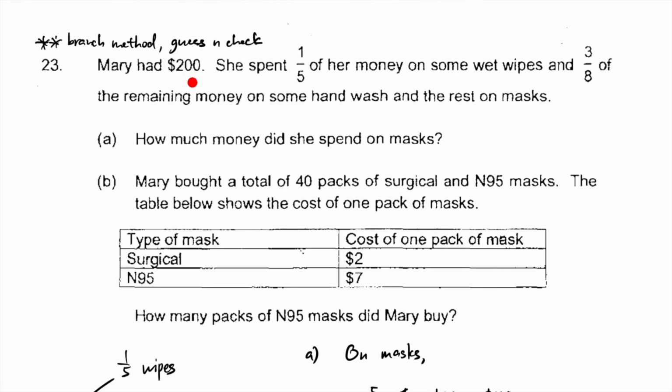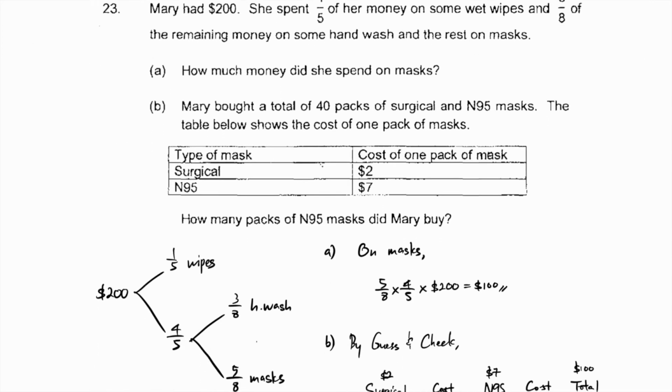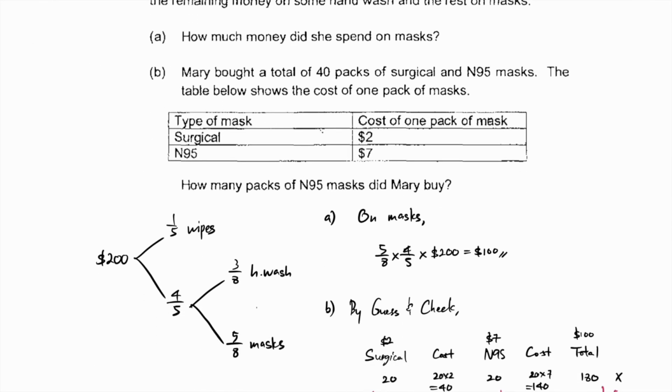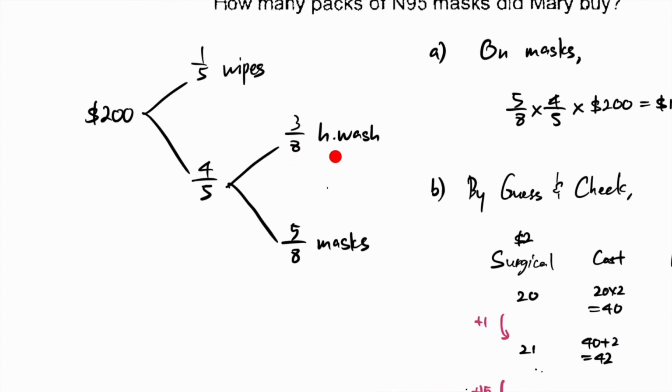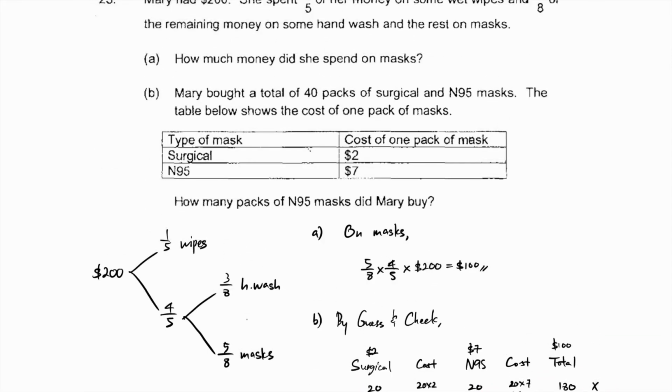Mary had $200. She spent 1/5 on some wet wipes and 3/8 of the remaining on some hand wash. The moment you see fraction of something and fraction of the remaining, this is a classic branch method kind of question. So my diagram reflects that by showing her having $200 at first. 1/5 on wipes, by the way, we know exactly how to find the dollar value on wipes. But 1/5 means 4/5 remaining, and 3/8 of the remainder on hand wash, and 5/8 on masks. The rest on masks.